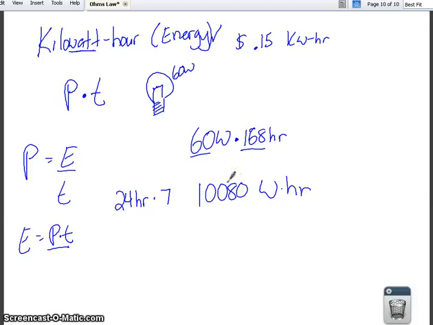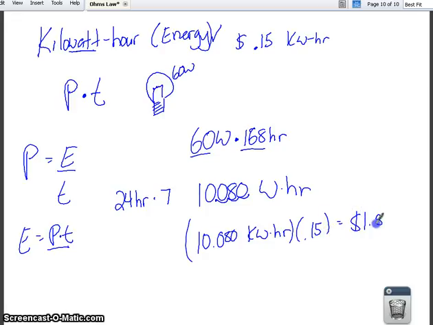Now, this is watt hours, but I want to know kilowatt hours. A kilowatt is just going to be 3 units over, so we're just going to move our decimal place 1, 2, 3 over. So it's going to be 10.080 kilowatt hours. So this is how many kilowatt hours you use for a whole week for one 60-watt light bulb. And then at 15 cents, so it's 15 cents per kilowatt hour, I multiply this by 0.15. And this would cost me $1.51 for one light bulb for a whole week at my house.